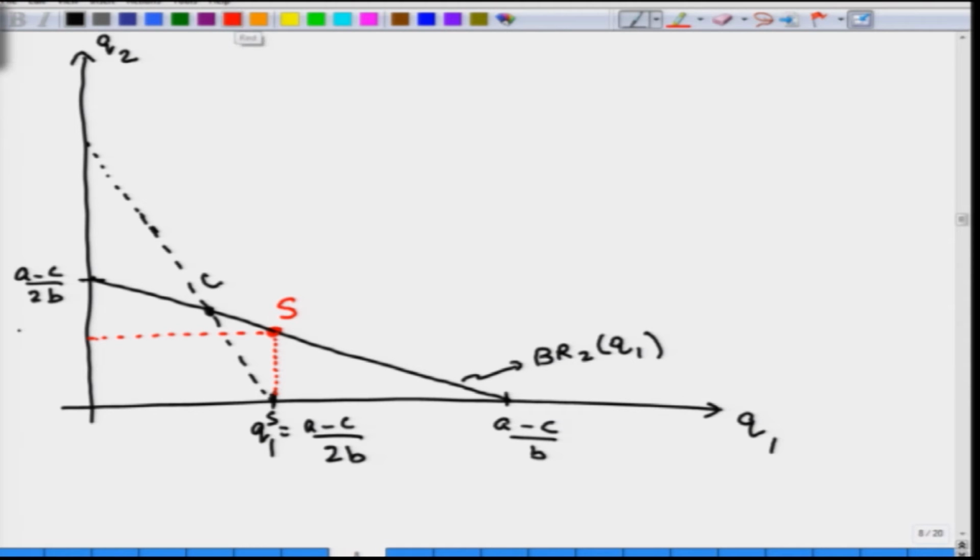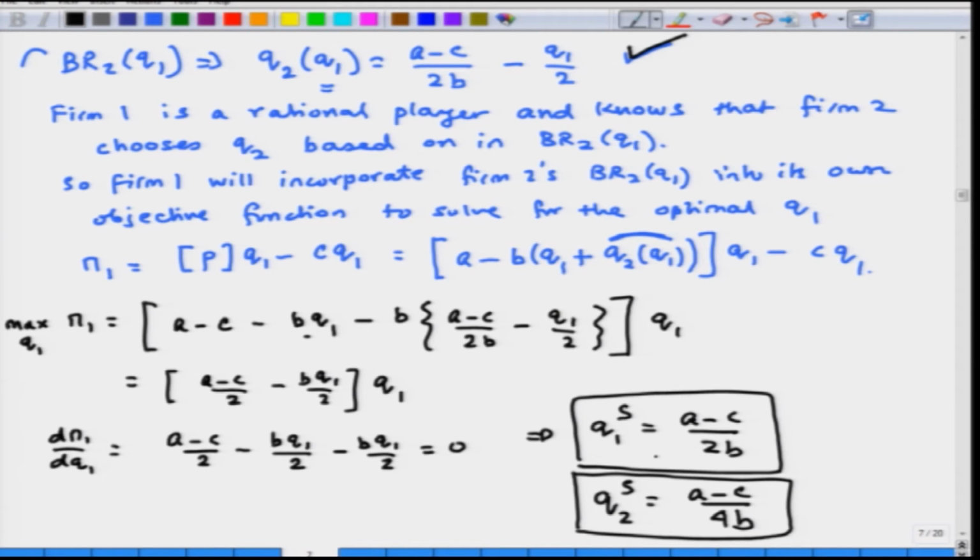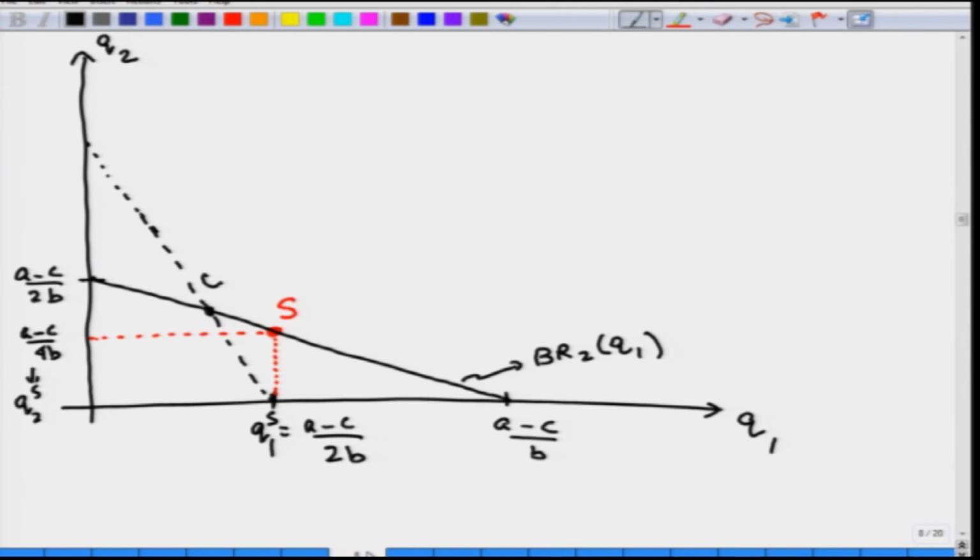So, firm 2's Stackelberg output is (A minus C) divided by 4B, and we know that the Cournot output is (A minus C) divided by 3B. So firm 1, which is the leader, produces more than the Cournot output, which is (A minus C) divided by 3B, and firm 2, which is the follower, produces less than the Cournot output, (A minus C) divided by 3B, which are statements that we had earlier written as well.